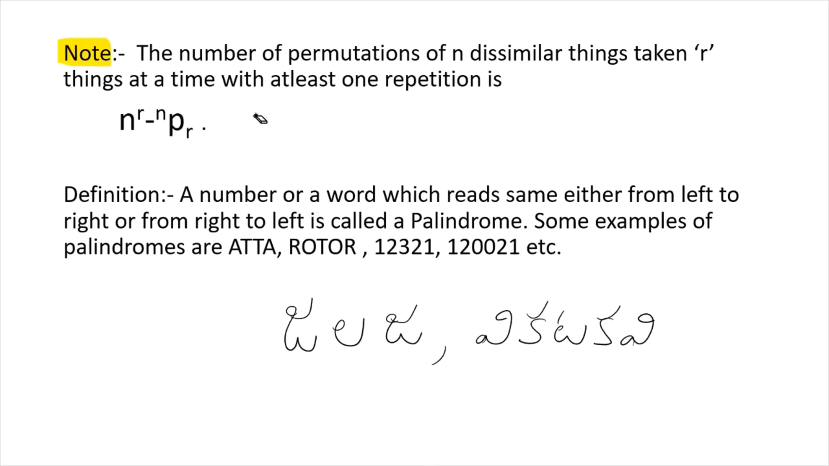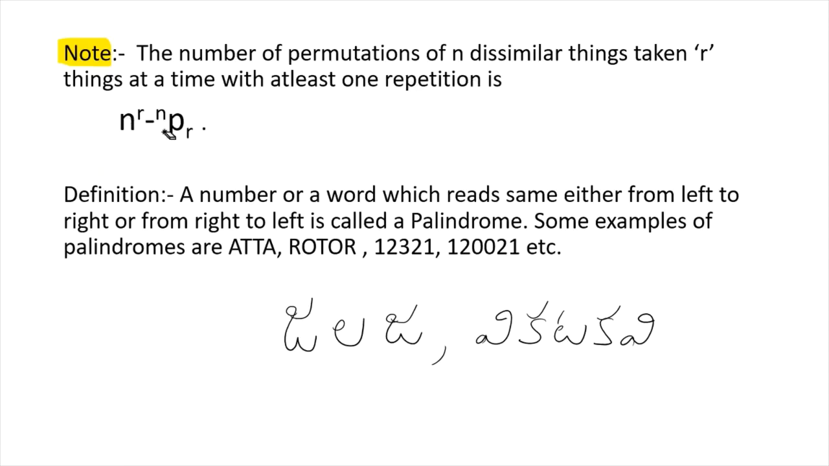So the number of permutations of n distinct objects taken r at a time with at least one repetition is going to be n raised to r minus nPr. Why do we have this result? n raised to r stands for the number of permutations of n distinct objects taken r at a time when repetitions are allowed. And nPr stands for the number of permutations of n distinct objects taken r at a time when repetitions are not allowed. So if I subtract this from this one, I am going to eliminate all the permutations without repetitions. Eliminating all the permutations without repetition is the same as finding the number of permutations with at least one repetition.